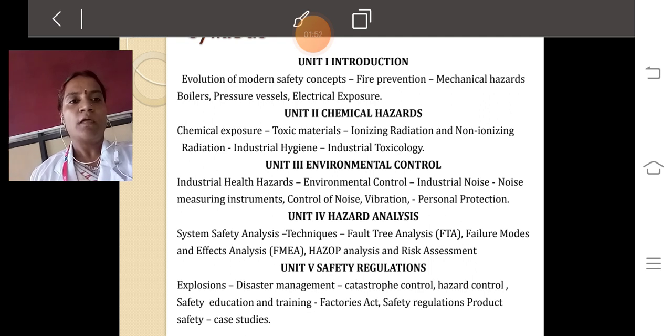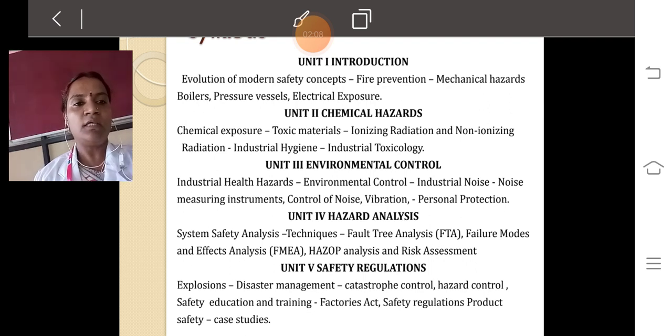In the previous unit we analyzed the hazard. Then here we are going to discuss in detail about safety regulations, in the sense of what acts will help, and similarly what safety protections we are going to use, and factory acts and some case studies. These are all the overview of the 5 units.